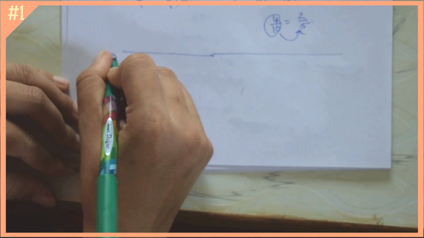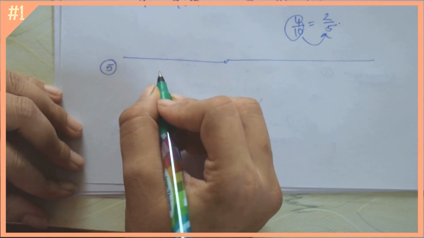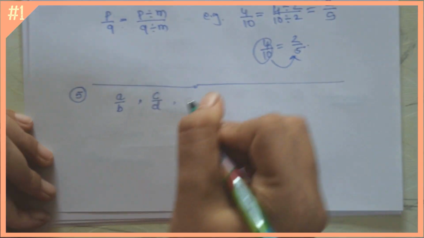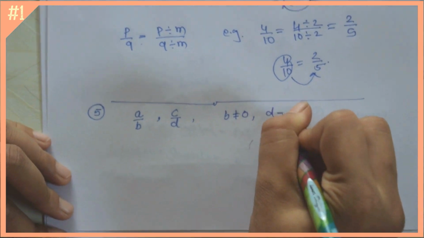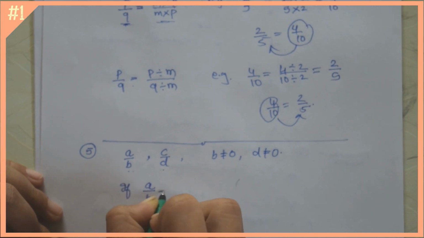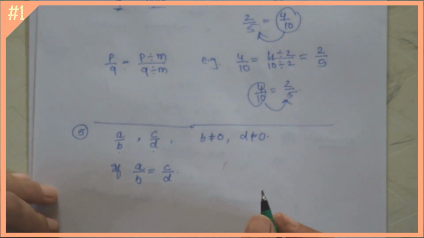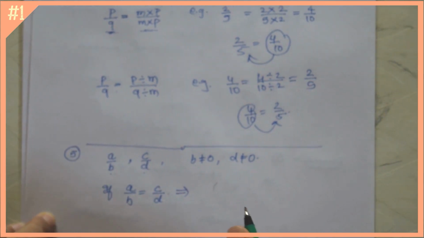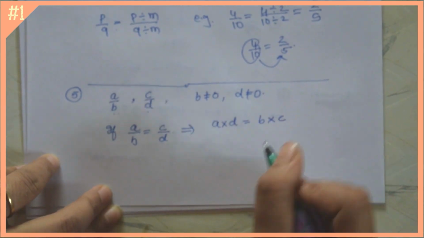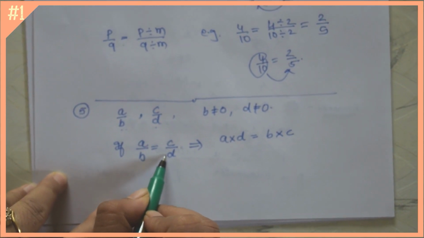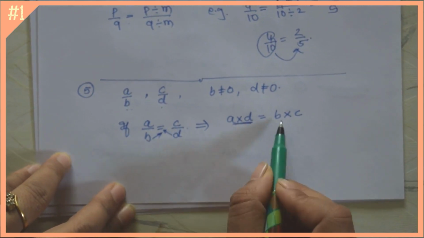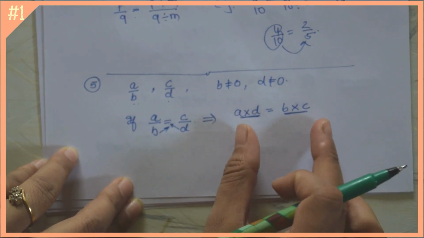Then one more important property will be, suppose you have two rational numbers, a by b and c by d, where b is not equal to 0 and d is not equal to 0. That means these two are rational numbers. So if a upon b is equal to c upon d, we can imply a multiplied by d is equal to b multiplied by c. What I did, I just moved d to the other side, so it came into multiplication here, and b on the other side, so b into c, and the value will be equal.